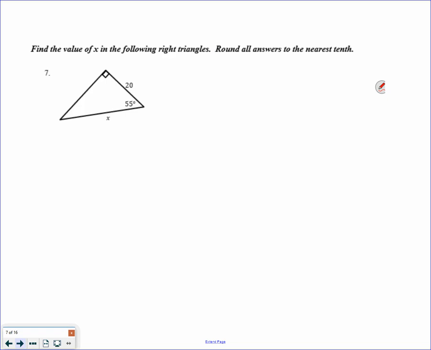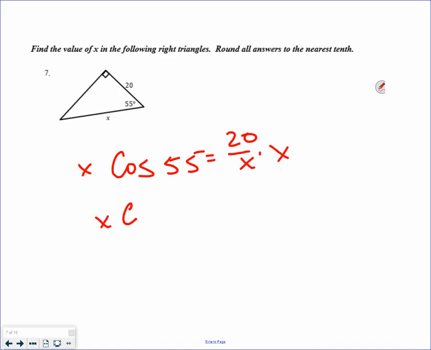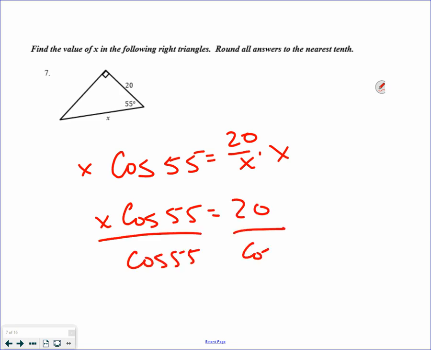Next one, again, using SOHCAHTOA. This time we're going to use cosine. Cosine of 55 equals adjacent over hypotenuse. Multiply both sides by x. And then doing a little bit of algebra skills here, we're going to divide both sides by the cosine of 55. And so x would equal 34.9.